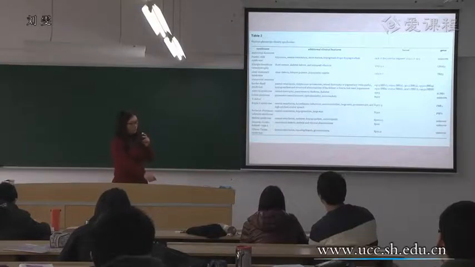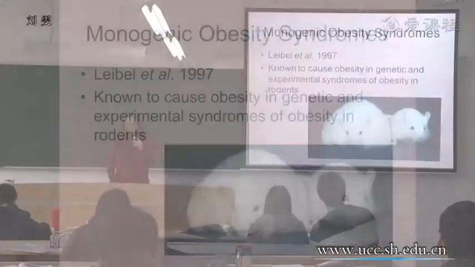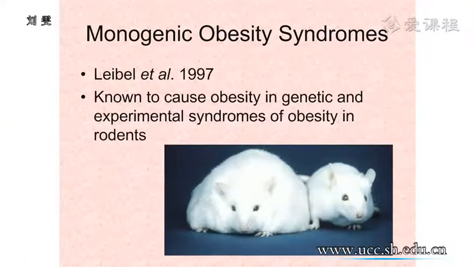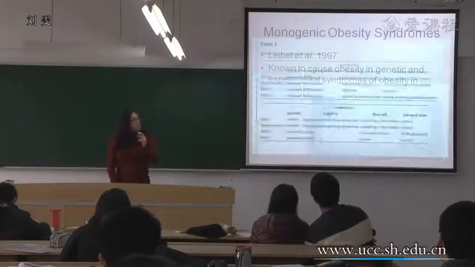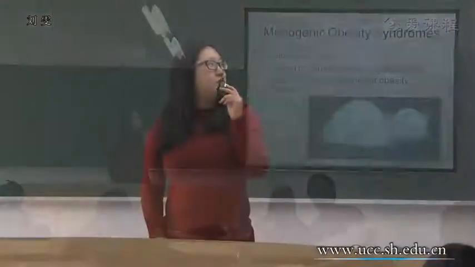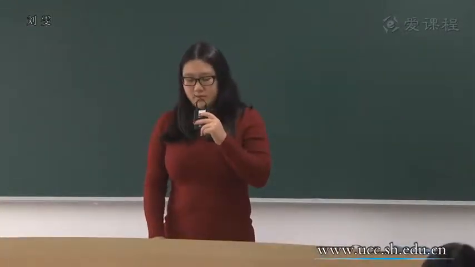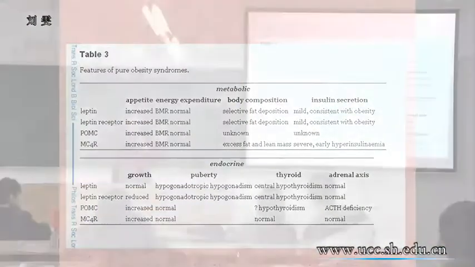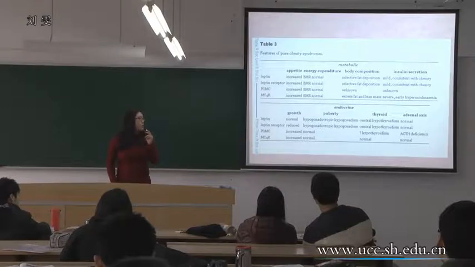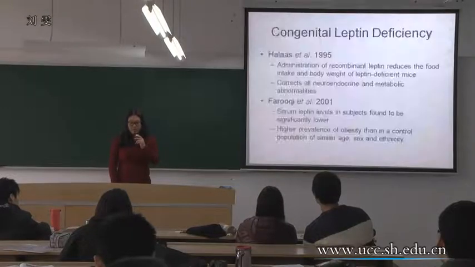You see Prader-Willi up front. Experiments on monogenic obesity were done with leptin mice. They were varying the amounts of leptin that the mice were given, and you can see the fat mouse and the normal mouse, which shows that leptin did have an effect on their obesity levels.